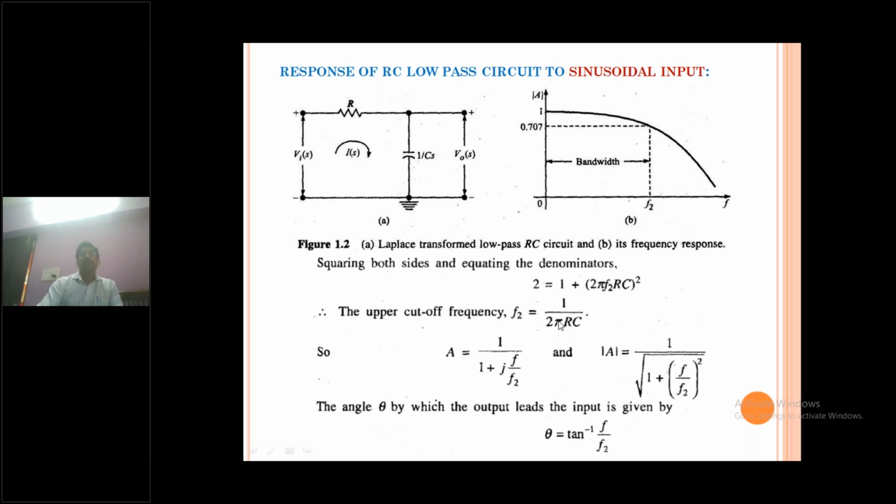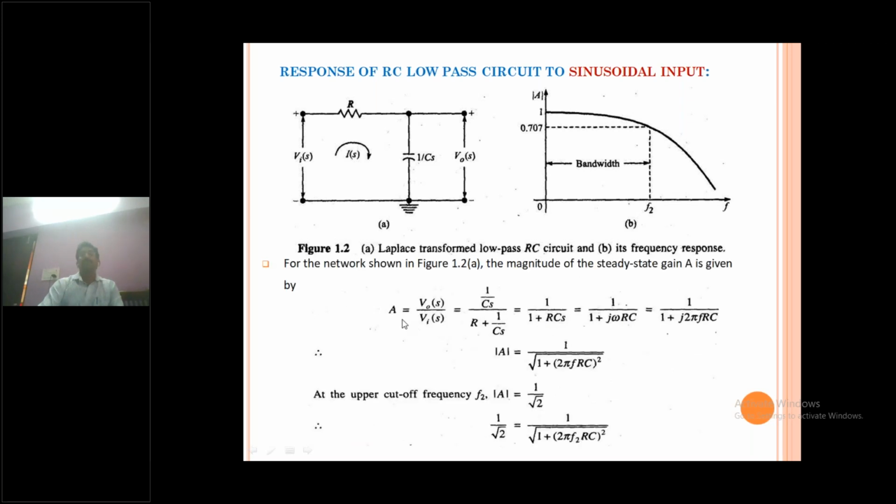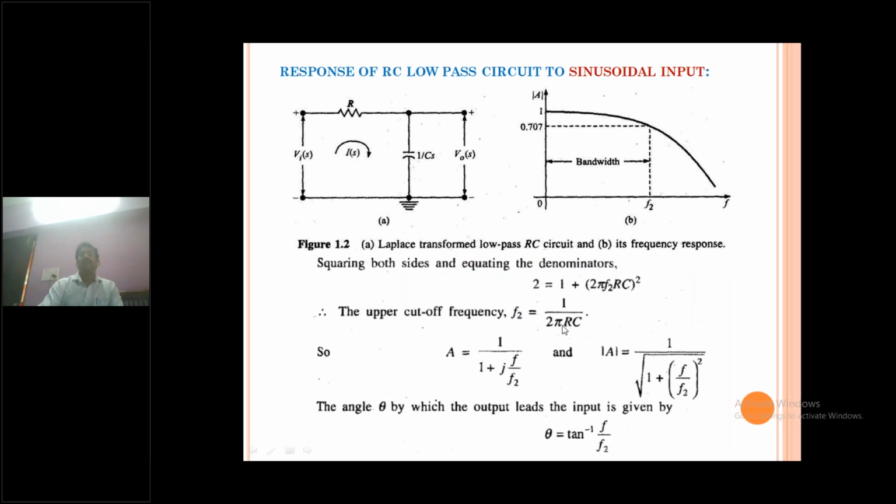And next, substituting in the gain equation A equal to 1 by 1 plus j into 2 pi f RC, I'm simplifying this equation. 2 pi RC will be replaced using f2 equal to 1 by 2 pi RC. Substituting here, the gain equals 1 by 1 plus j into f by f2. Then the magnitude is again modulus of A equals 1 by square root of 1 plus the imaginary part square, f by f2 whole square.